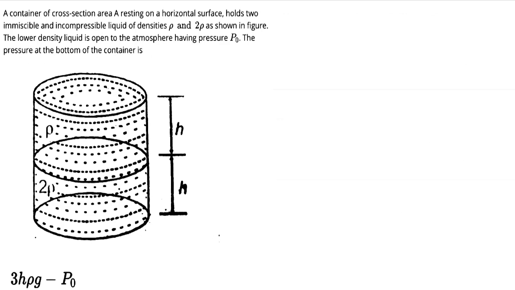Hello students, today our question is: a container of cross-sectional area A resting on a horizontal surface holds two immiscible and incompressible liquids of densities rho and 2 rho as shown in figure. The lower density liquid is open to the atmosphere having pressure P naught. The pressure at the bottom of the container is. So in this question we have to find out the pressure at the bottom at this point.